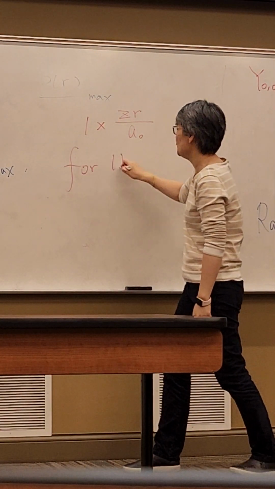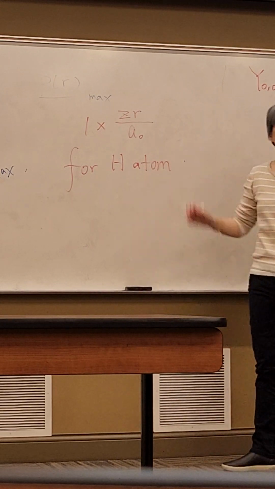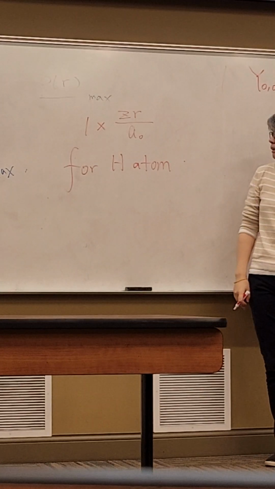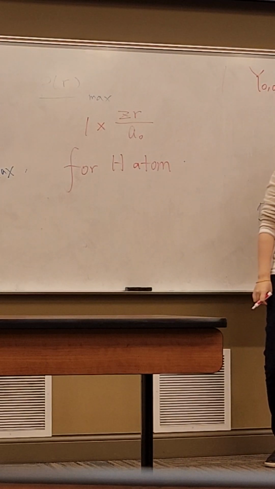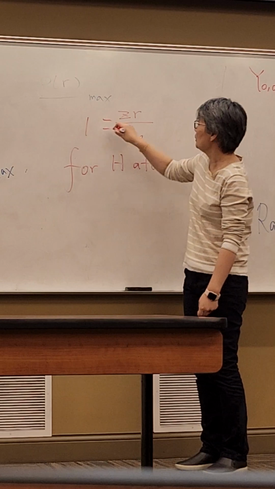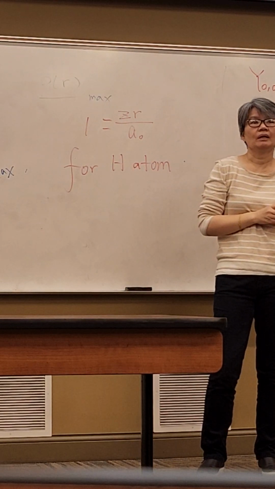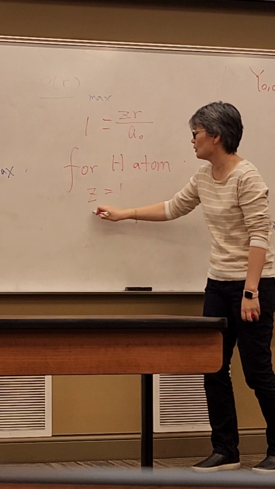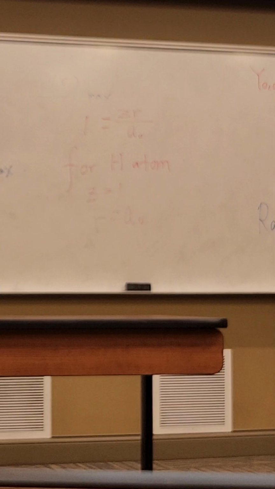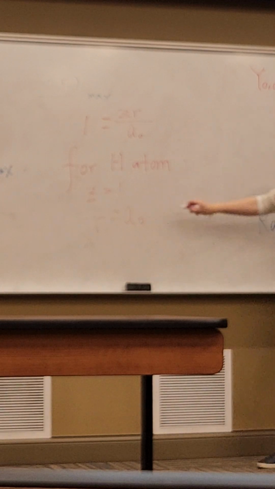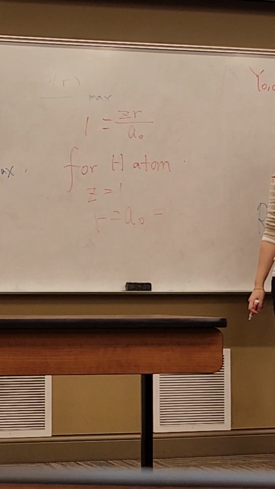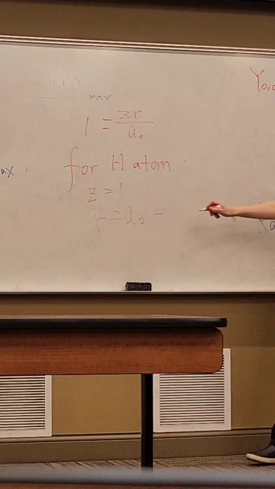Now for the hydrogen atom, what will be that value? A naught is for R. So the radius equals 1 unit. All right, so basically Z equals 1, so R equals A naught. So what is the A naught value? I think this is probably a constant. Maybe this is the second time I'm telling you what the A naught value is.